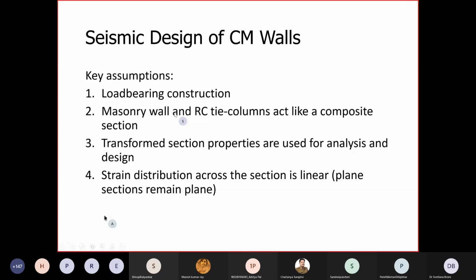Masonry walls and tie columns act like a composite section or structure. Transformed section properties are used for analysis and design, and strain distribution across the section is linear. So plane sections remain plane. That is the assumption for beams or any flexural elements.